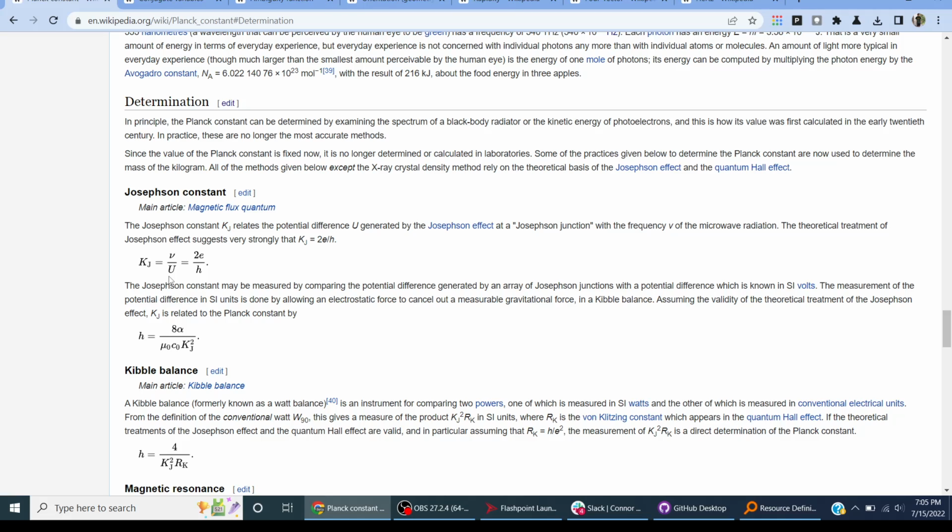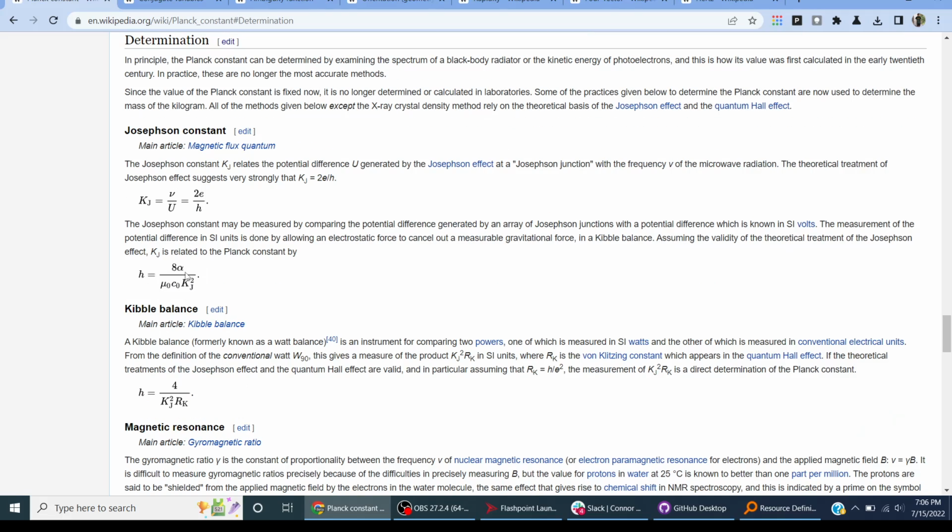The Josephson constant may be measured by comparing the potential difference generated by an array of Josephson junctions with a potential difference which is known in SI volts. The measurement of the potential difference in SI units is done by allowing an electrostatic force to cancel out a measurable gravitational force in the Kibble balance. Assuming the validity of the theoretical treatment of the Josephson effect, K sub J is related to the Planck constant by h equals 8 alpha divided by mu sub 0, c sub 0, K sub J squared. Kibble balance. Main article, Kibble balance.